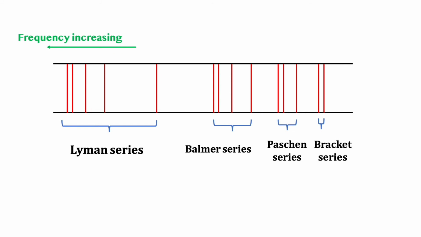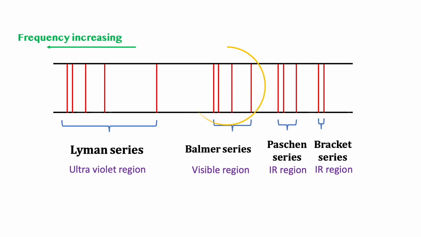For example, the Lyman series is located in the UV, ultraviolet region of the electromagnetic spectrum. The Balmer series is located at lesser frequency, that is the visible region. The Paschen series is located in the IR region, and the Paschen series overlaps with the Brackett series. So from all the series in the atomic spectrum, the only thing we can see is the Balmer series.